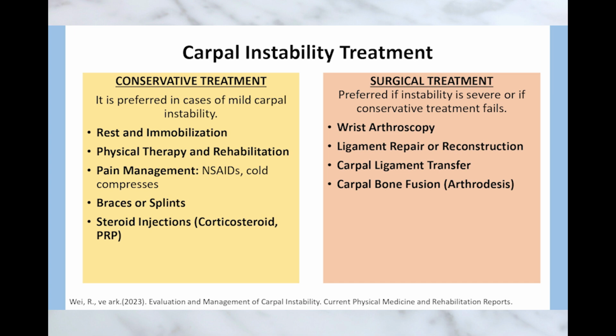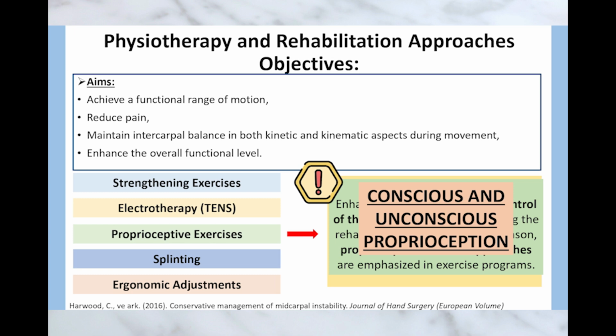Yeah. Okay, so it seems like whether someone has surgery or just conservative treatment, physiotherapy and rehab are going to be really important. What are the main goals of rehab for carpal instability? So the main goals are to get that range of motion back, reduce any pain, get the alignment and balance back between those carpal bones, and ultimately just get the wrist and hand working as well as possible so they can get back to their normal life and any sports or hobbies they like. So it's getting back to doing the things you love.